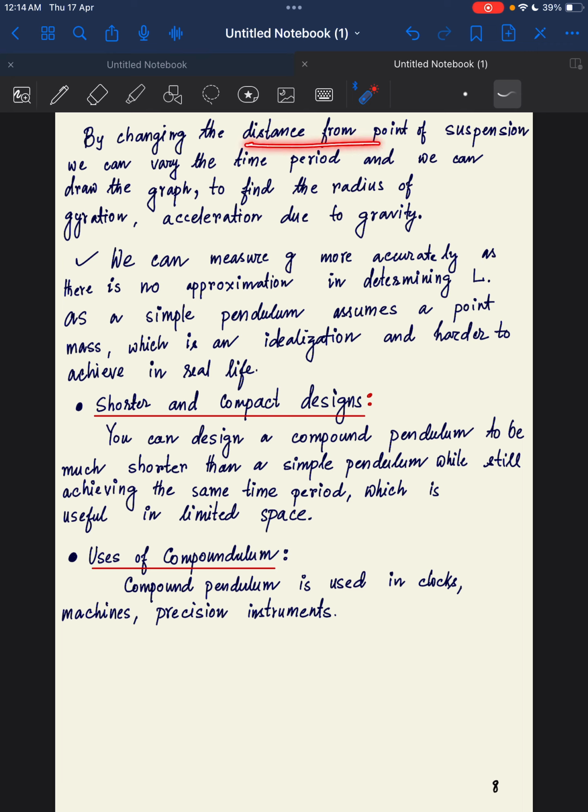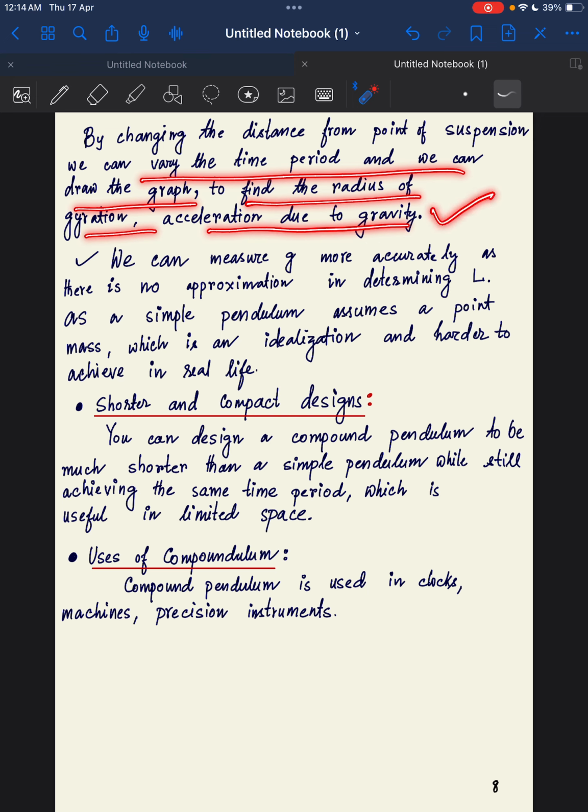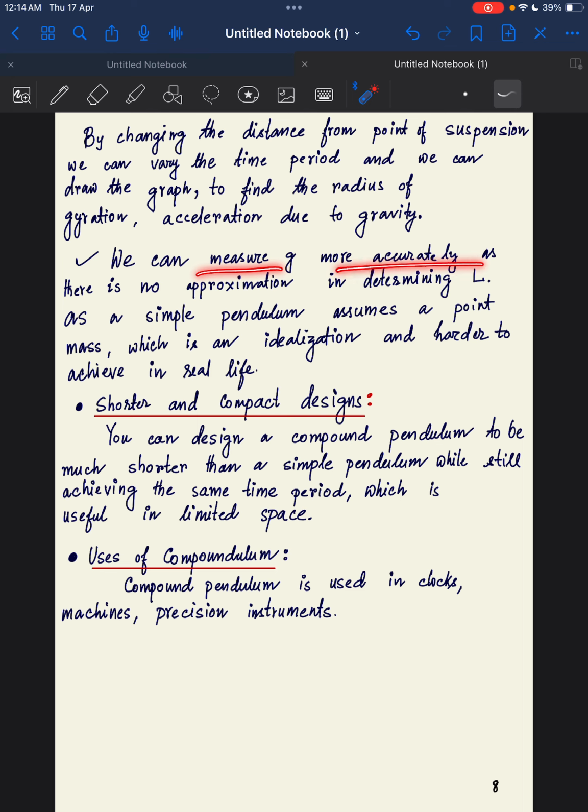So by changing the distance from the point of suspension, we can vary the time period and we can draw the graph to find the radius of gyration and the acceleration due to gravity at a particular place. Now we can measure g more accurately as there is no approximation in determining L, as a simple pendulum assumes a point mass, which is an idealization and harder to achieve in real life. So that is the biggest advantage of the compound pendulum. It also has the advantage of a shorter and compact design. You can design a compound pendulum to be much shorter than a simple pendulum while still achieving the same time period, which is useful in limited space.